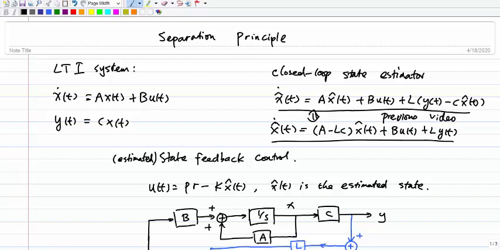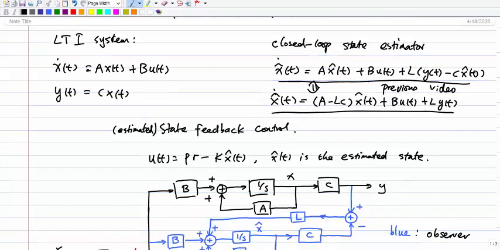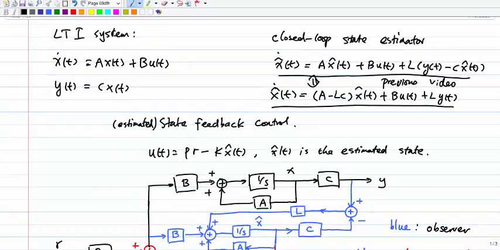So if we don't know the state, for the state feedback control we can use the estimated state to replace the actual state, because we don't know the actual state. In other words, we can use u(t), which is p times r(t) minus K x hat(t). So here we use the estimated state to replace the actual state in my control design. It's the same form as the standard state feedback control design if we know the state.